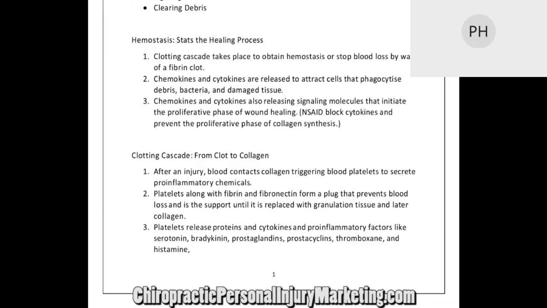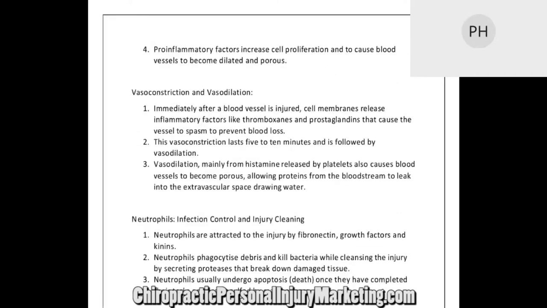Okay? Platelets release proteins and cytokines and pro-inflammatory factors like serotonin, bradykinin, prostaglandins, prostacyclins, thromboxane, and histamine. So the platelets release the proteins and the cytokines and pro-inflammatory factors. Cytokines is a big word right here. Pro-inflammatory factors increase cell proliferation and cause blood vessels to become dilated and porous. So these cytokines are important. Okay, so they create pro-inflammation, and cause blood vessels to become dilated and porous.